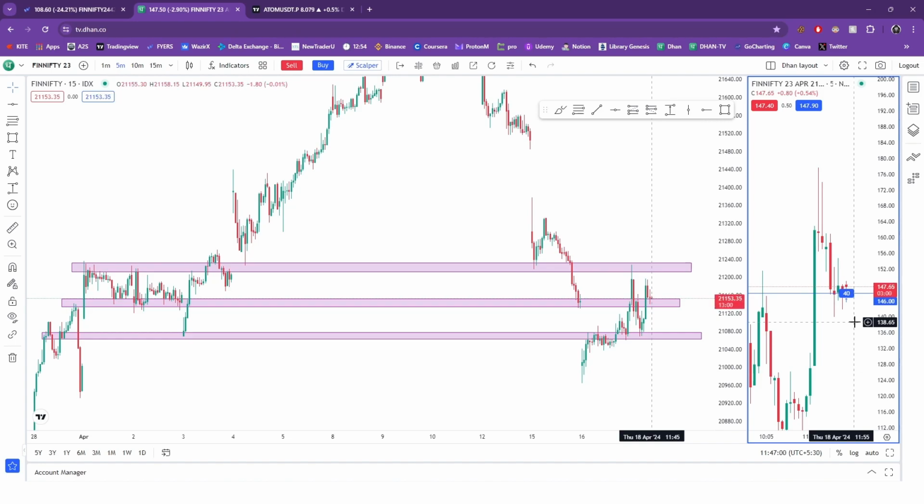Our entry was exactly at 146, so I'm planning to give a stop loss around 138. 140 is the low the market made, but with a margin of 2 rupees, I'm just planning to give my stop loss at 138.50. That would be nice. Let's place our stop loss, then we'll have to wait and watch.